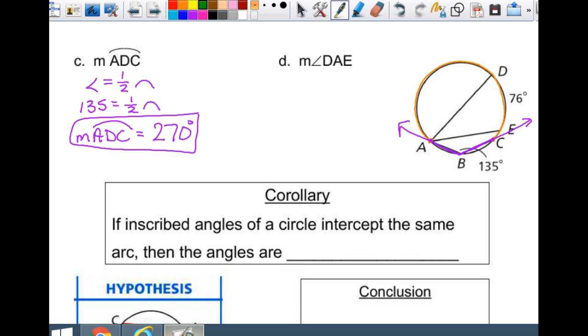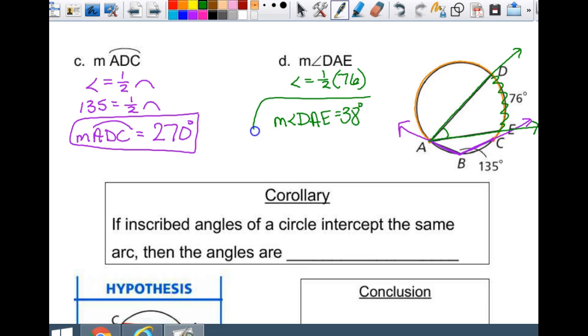Miguel, did you find this angle already? No. Okay, did you mark the angle? Okay, so here's angle DAE, right? And it intercepts this arc. Looking for this. All right, so what's the relationship between the angle and the arc? Okay, so angle is equal to half of the arc. In this case, it's 76 degrees. So what's half of 76 degrees? 38. So the measure of angle DAE is equal to 38 degrees.